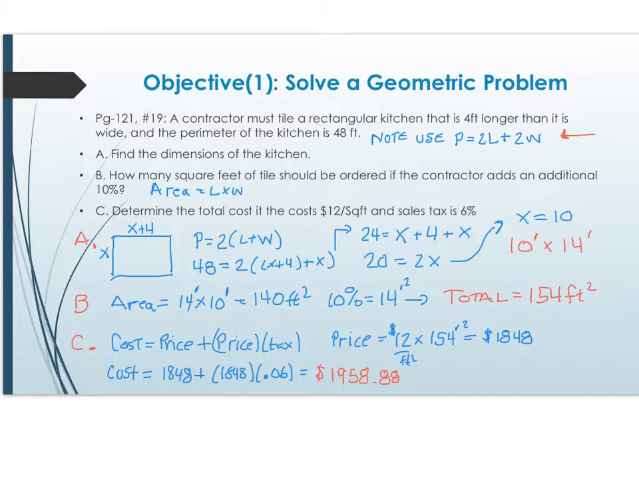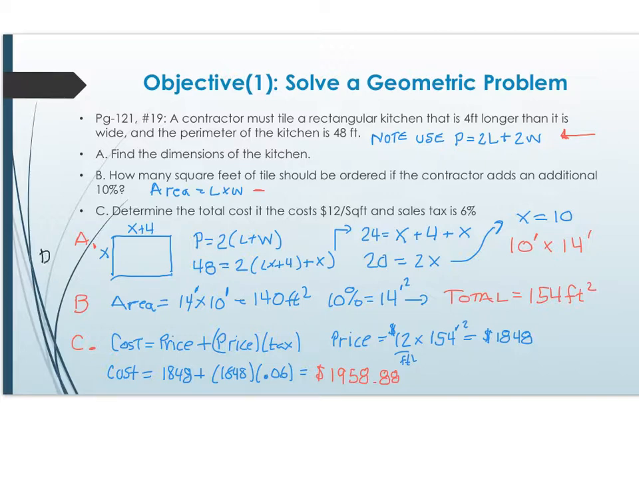That's part A. Part B is how many square feet of tile should be ordered if the contractor adds an additional 10%. Here we use the term area, and notice area is equal to length times width. And then finally we're going to determine the total cost if the cost is $12 a square foot and the sales tax is 6%. So in the first step, we're going to obviously draw our picture.